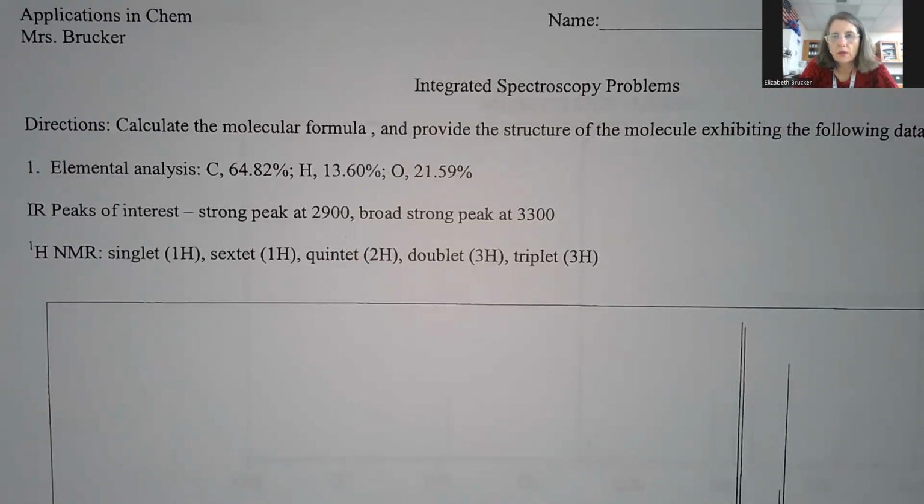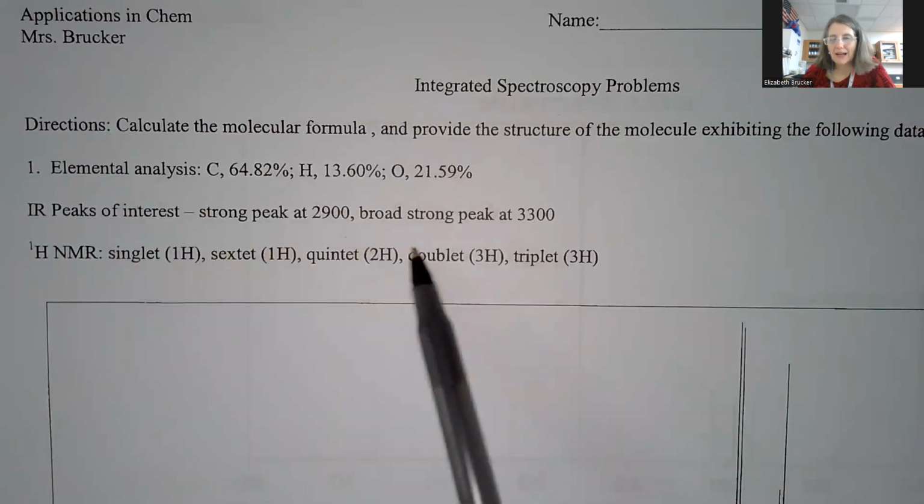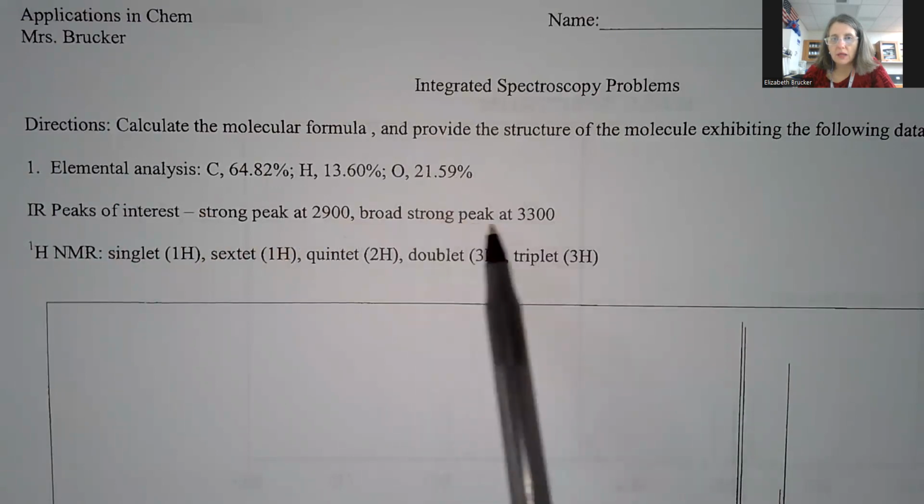So this video is going to talk you through the integrated spectroscopy problems, specifically question number 1 and question number 2. With these integrated spectroscopy problems, you're going to be given the percentage of each one of the elements. You're going to be given an IR. In this case, you're just going to be given the peaks and where exactly the important peaks are.